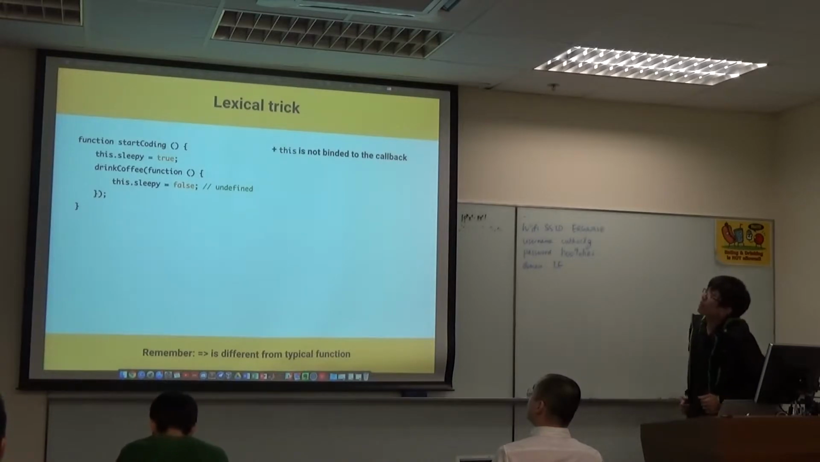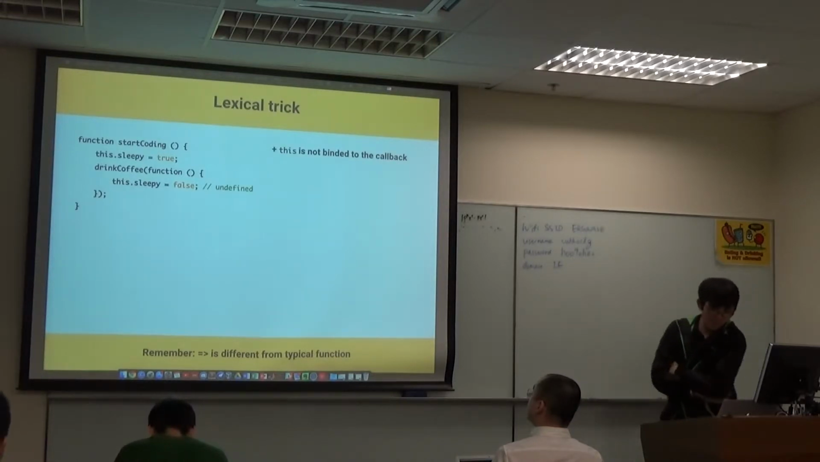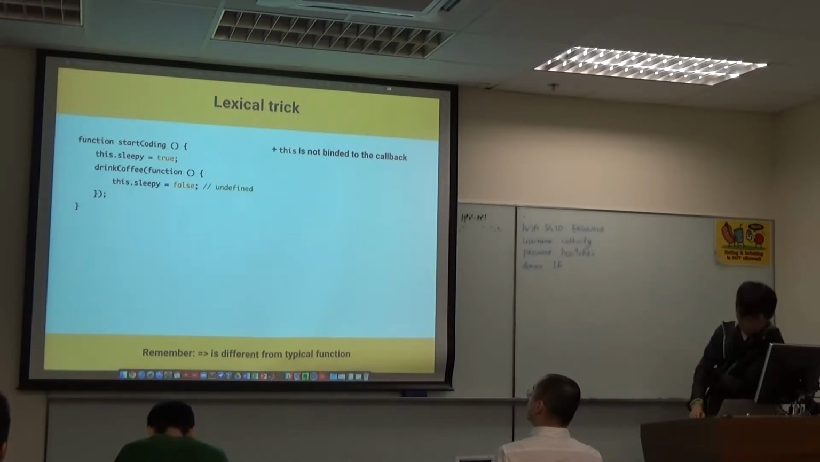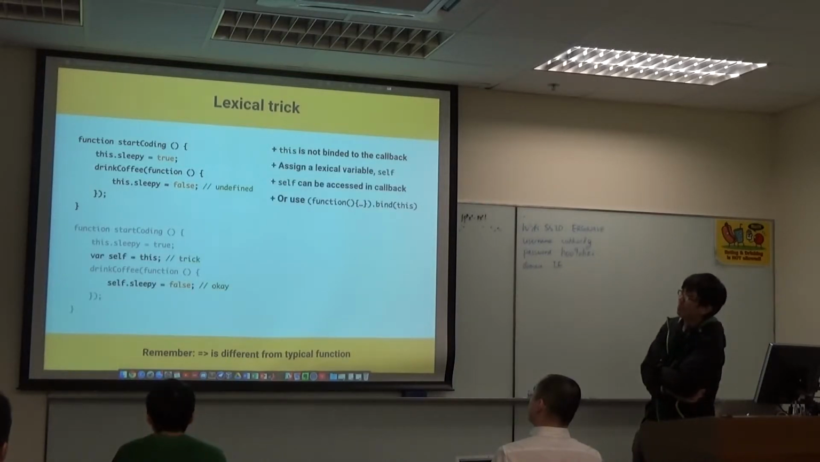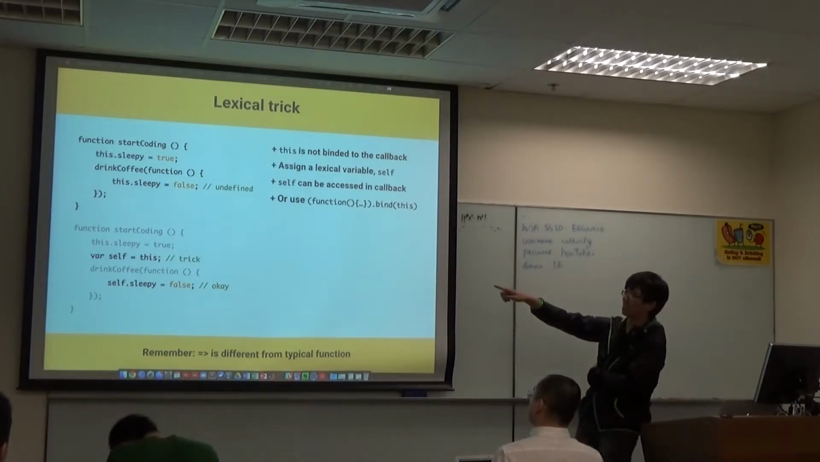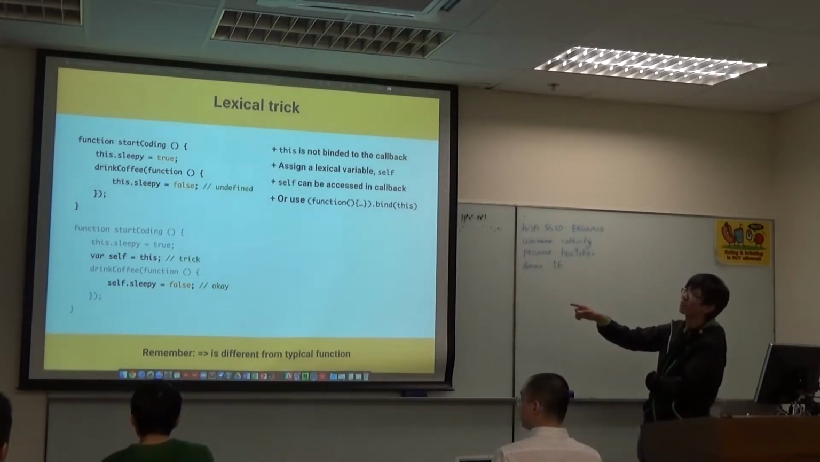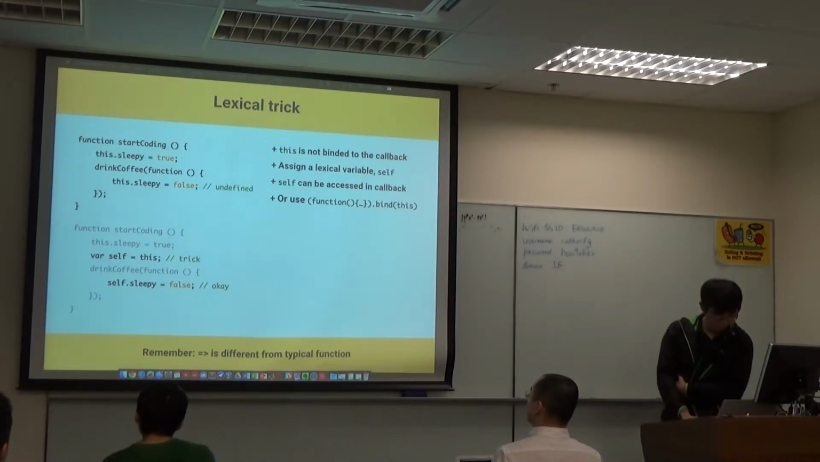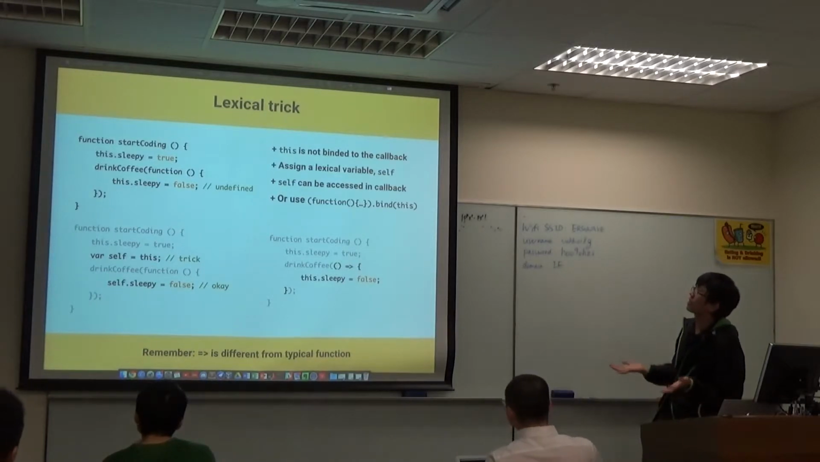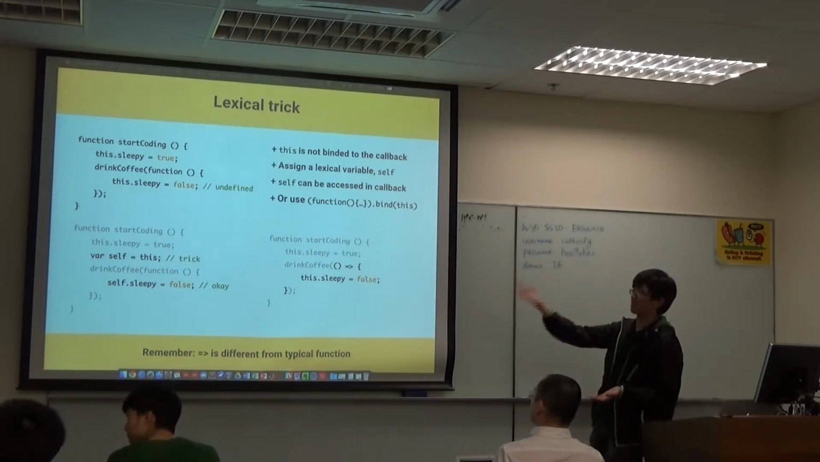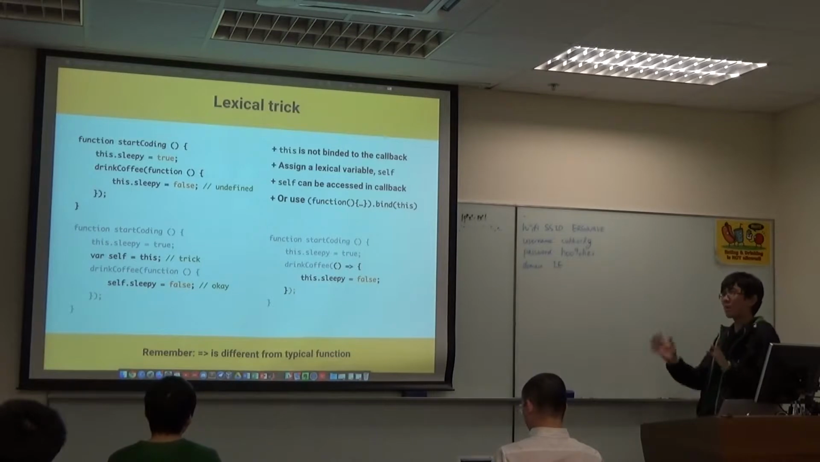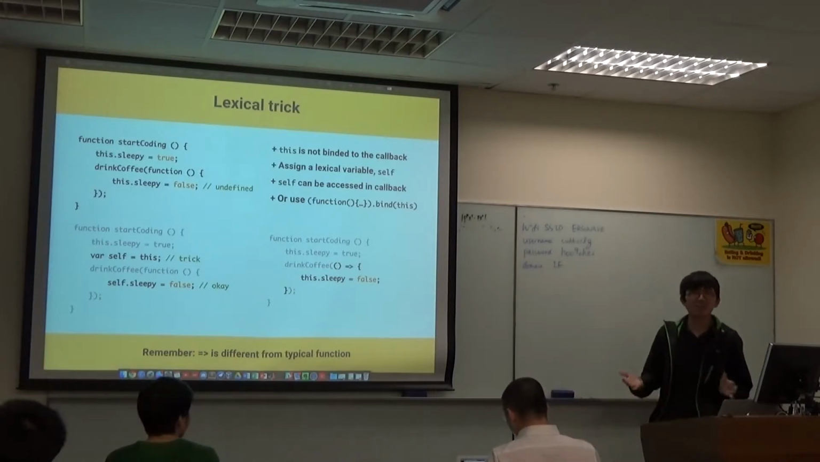So inside an arrow function, this is not bound to the callback. In ES5, what we do is assign this to a lexical variable self, and here we can access self within the callback function. So what can we do in ES6? We don't need to assign to a lexical variable. We don't need to do dot bind. We just use this. So just remember, an arrow function is different from the classic function in JavaScript.